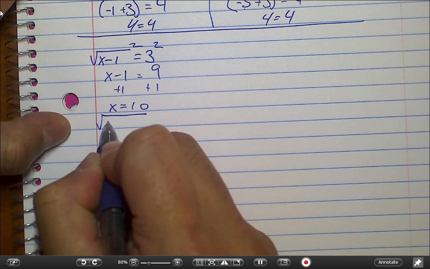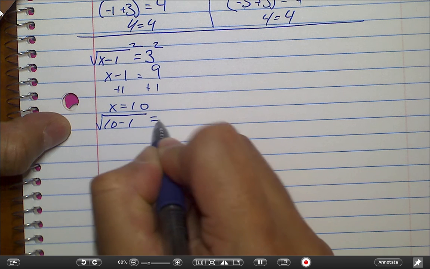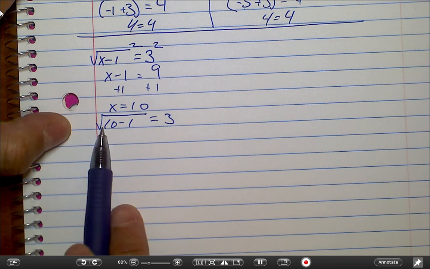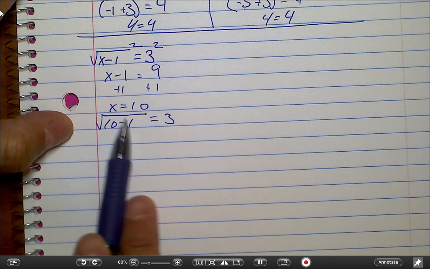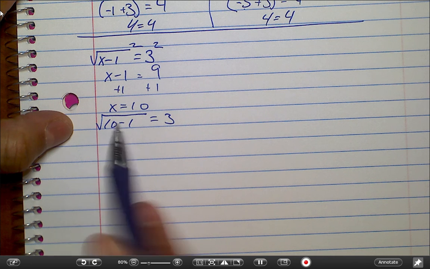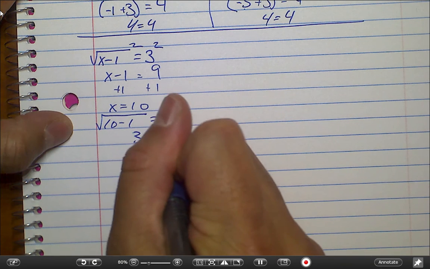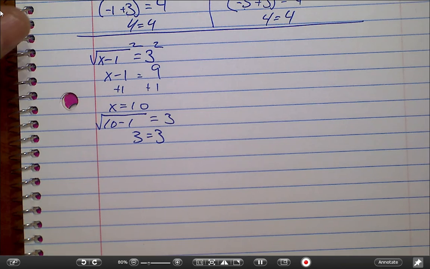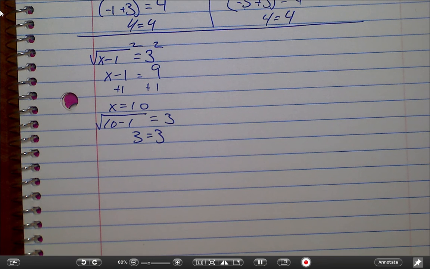So we still have to check our work though. Square root of 10 minus 1 equals 3. So 10 minus 1 is 9. Square root of 9 is 3. So I get 3 equals 3. So that one does work out, doesn't it? Yes. Okay. So I only get one solution on that one though.